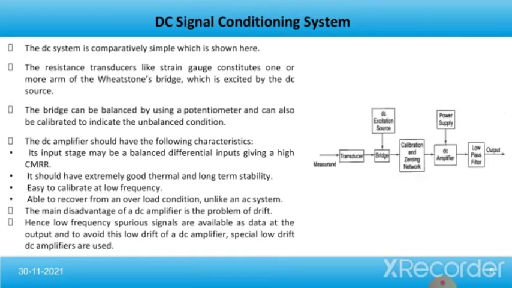The main disadvantage of a DC amplifier is the problem of drift. Hence, low frequency spurious signals are available as data at the output, and to avoid this drift of a DC amplifier, special low drift DC amplifiers are used.